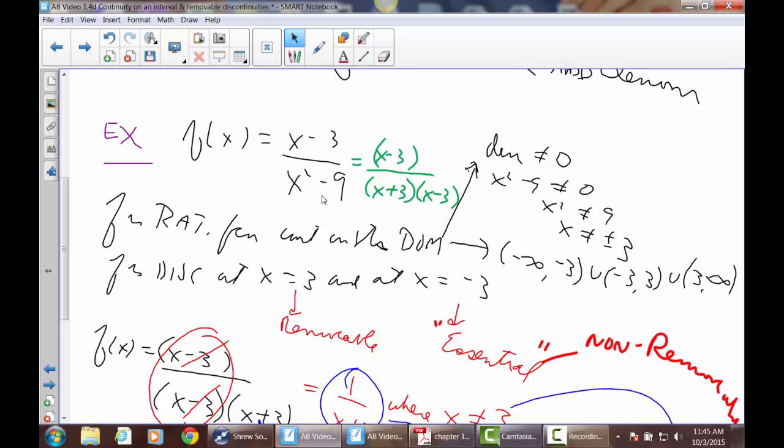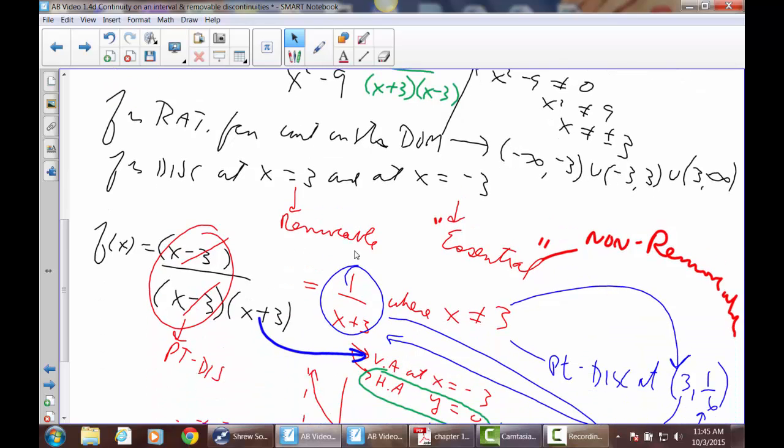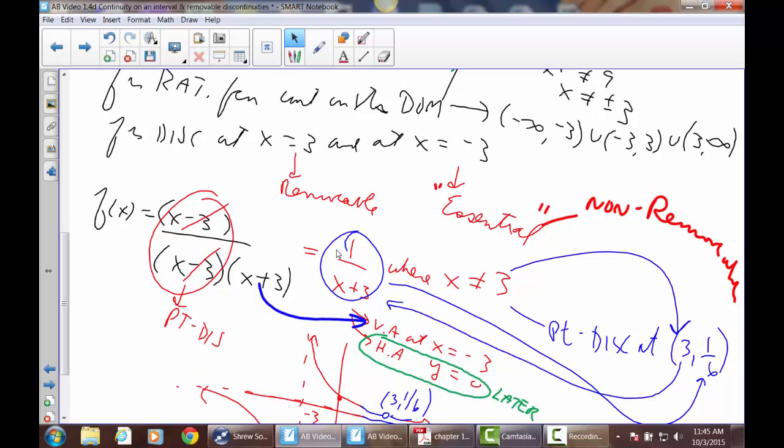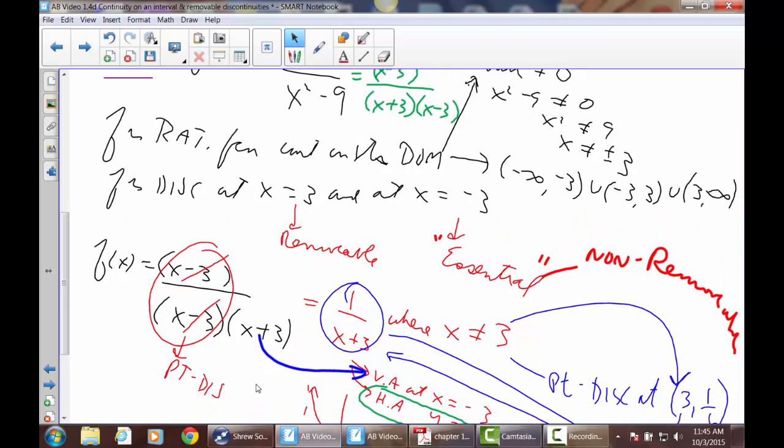So here's just another example. As you can see, if I factor the denominator, there's a common factor, x minus 3 and x minus 3, so this function will be discontinuous at x equals 3. So here would be where it is continuous, which happens to be its domain. The discontinuity at x equals negative 3 is not removable. That's a vertical asymptote. It's the common factor, that discontinuity, which is a point discontinuity, which can be removed.